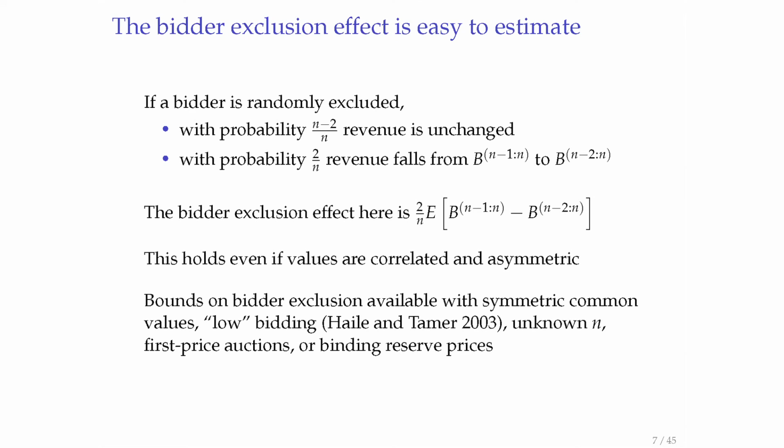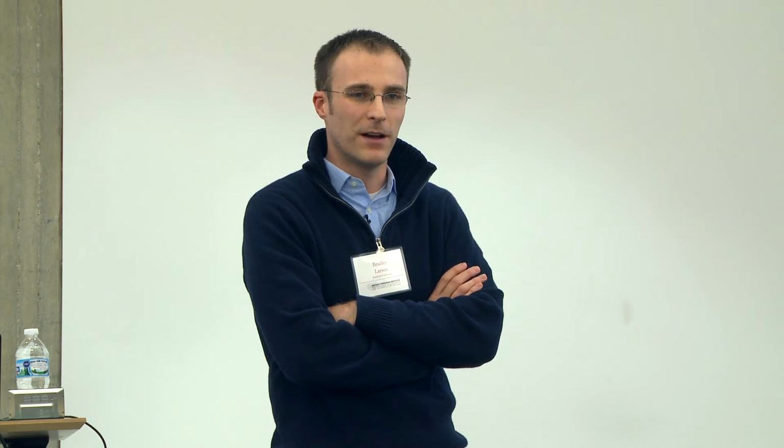What's nice is that this didn't require that bidders be symmetric, or that their values be independent. This is just a very simple thing you can compute from your data, just looking at the second and third order statistics. And it turns out that we'll show you can do a similar thing even if there's some sort of Haile-Tamer-like low bidding, or even if there are common values or an unknown number of bidders. You can still use the same idea to get bounds on the expected drop in revenue from removing a random bidder.